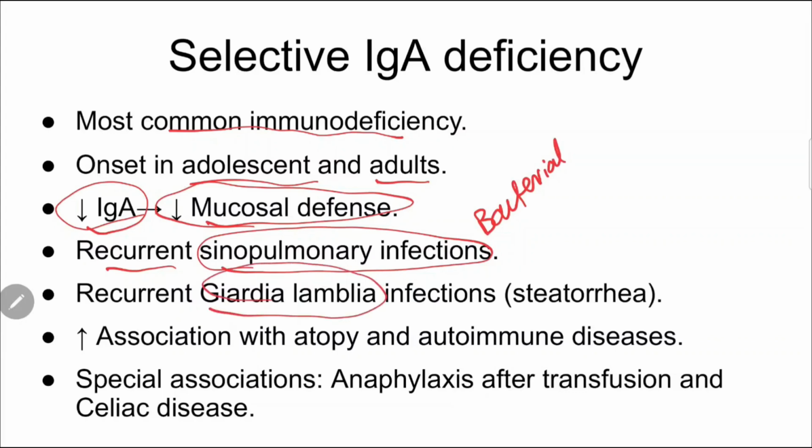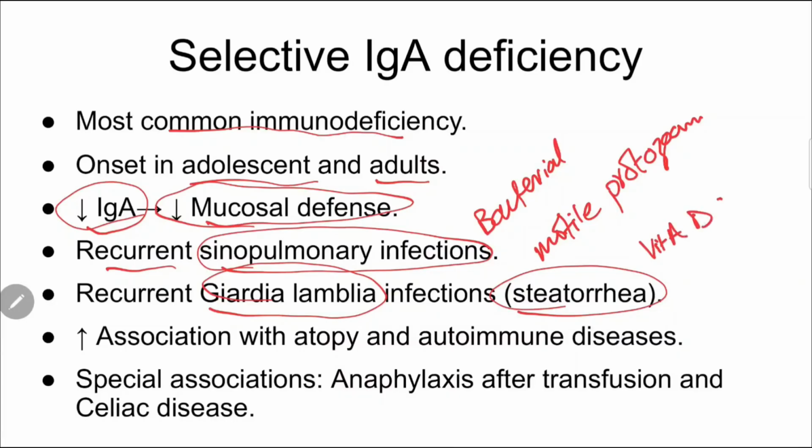Okay, so Giardia lamblia is basically a motile protozoan, right? It is mostly responsible for what is known as steatorrhea. So steatorrhea is basically fatty stools, right? And the way they are usually described is foul, smelly, floating stools. What happens is that your GI tract cannot absorb fats. And you know that some of your vitamins are fat soluble, such as vitamin A, D, E, and K.